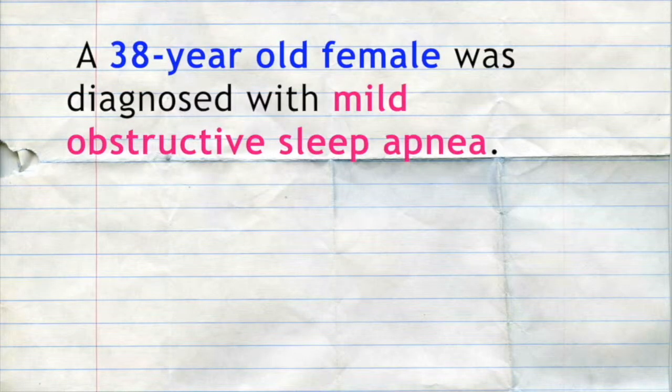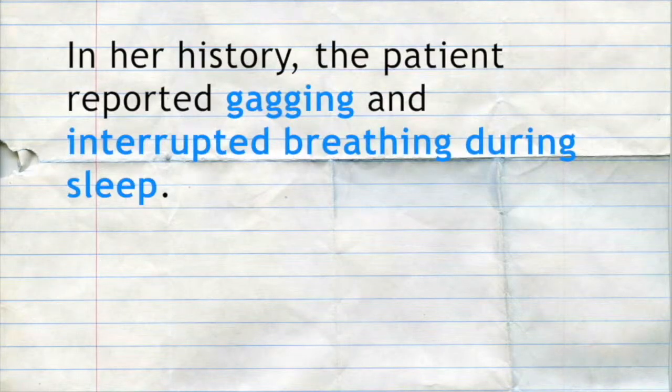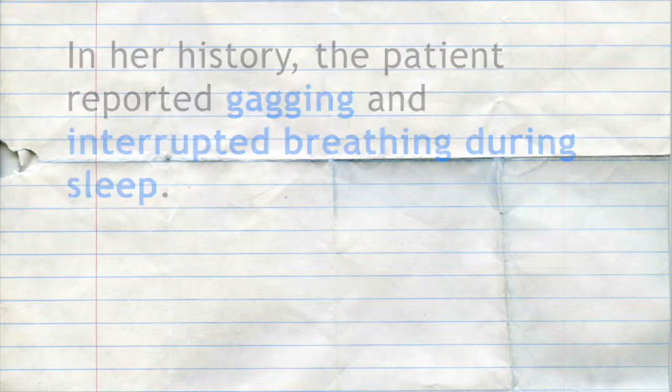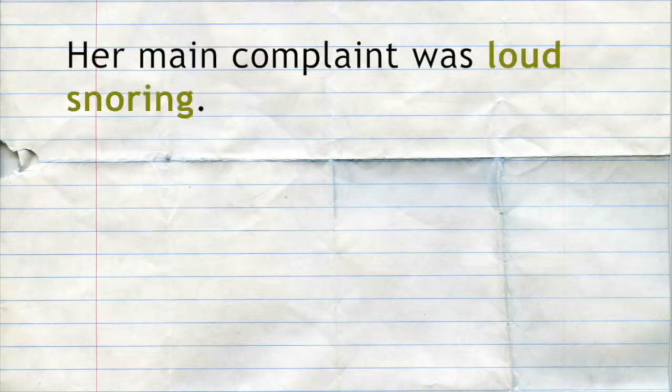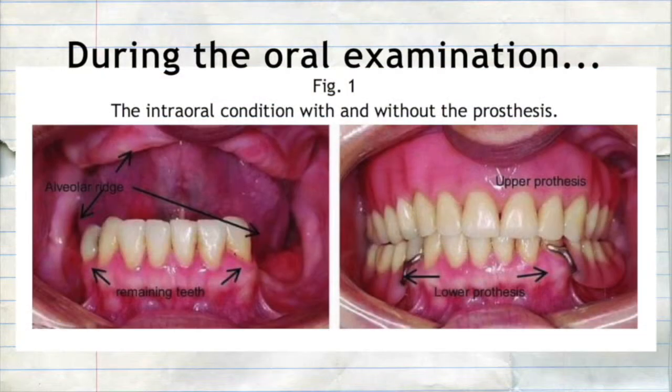A 38-year-old female was diagnosed with mild obstructive sleep apnea. In her history, the patient reported gagging and interrupted breathing during sleep. Her main complaint was loud snoring. During the oral examination, it showed a complete upper denture and a partial lower prosthesis, constructed 8 months before. The 7 remaining teeth were in good periodontal condition and did not have caries. The alveolar ridge had good bone support and a healthy aspect.